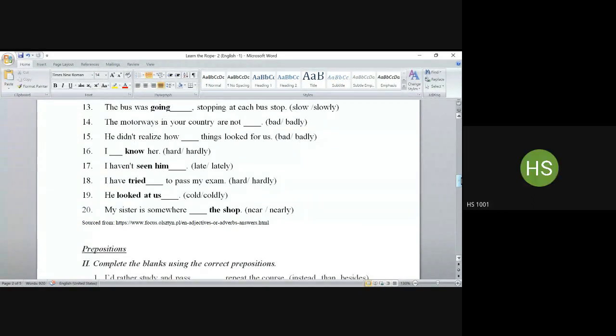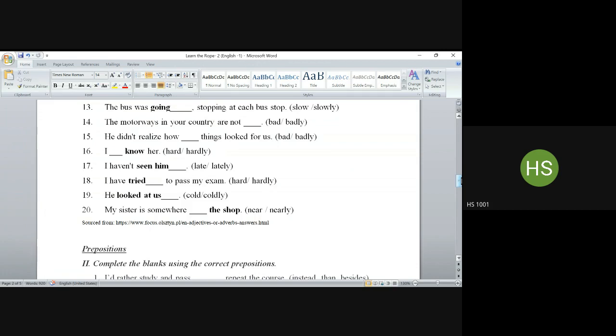Number 19. He looked at us dash coldly. Looked at us coldly. How did he look at me? Coldly. So coldly, because it modifies the verb look. The last one. My sister is somewhere dash the shop. Near the shop. So, somewhere near the shop.